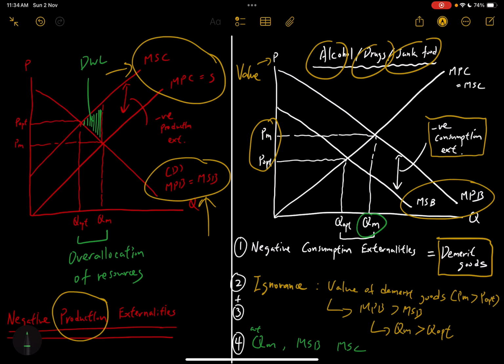At QM, which is here, you would find where the MSB is at QM. It's quite easy to find out, right? So MSB, do you see the line? Yeah, MSB. Here, this is where MSB is at QM. But where's MSC, the curve? Well, MSC, the curve is right here. And so we are able to find out at this curve, at QM, MSC would be here.